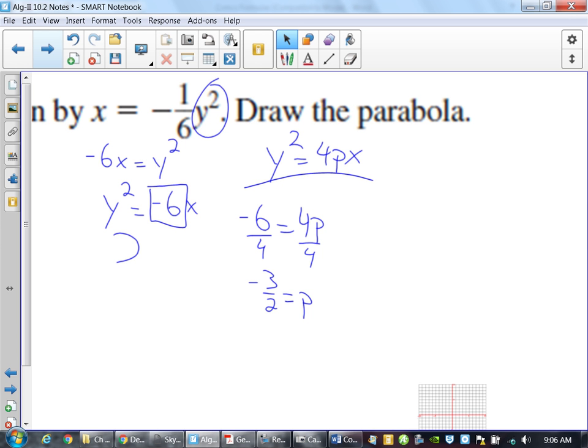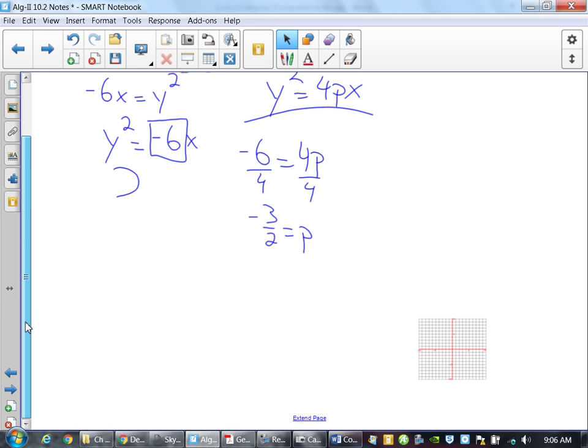So that means that I have a parabola that's centered at the origin today. My vertex is at 0, 0. I have a p-value out 1.5 from there. So my focus has an ordered pair of -3/2, comma, 0.